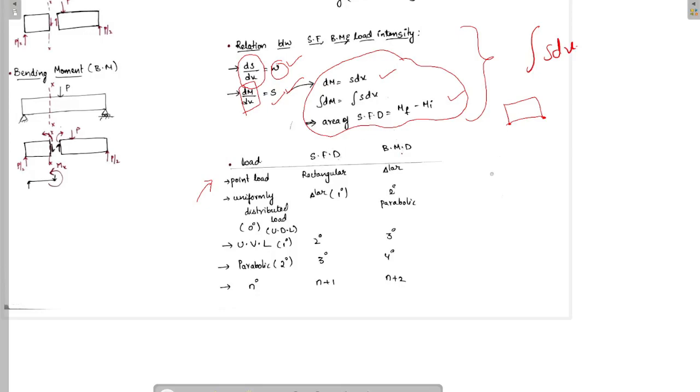If we have a point load, like if we consider this cantilever beam, there is a point load. If we have a point load, then shear force will be a rectangle and bending moment will be a triangle. Triangular variation is nothing but a linear variation, and this is a 0 degree variation.